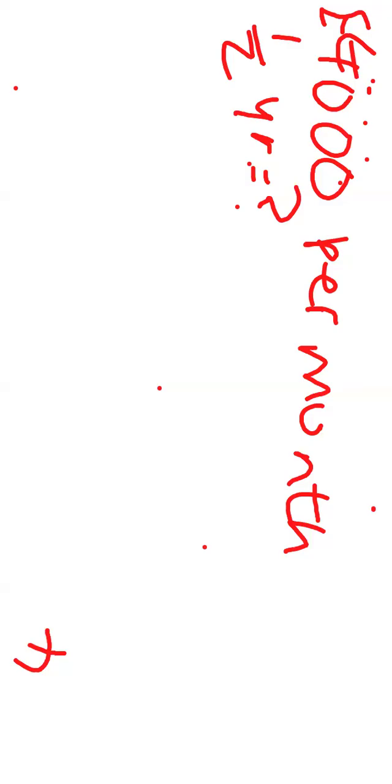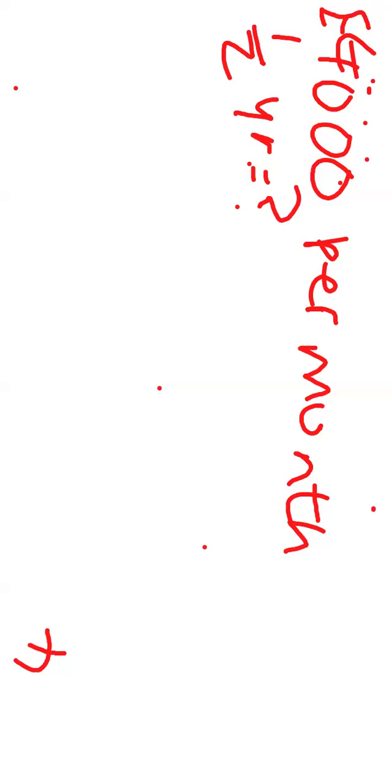So what's another way you could have done it? Another way I could have done it is 4 times 6, which will give me 24. And then I'll times that by 100, which will give me 24,000. You mean by 1,000, right? Yeah, my bad.